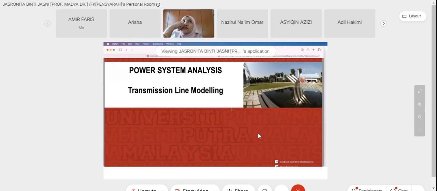What do we need to have in order to transmit the power? Yeah, cable. What does the cable consist of? Conductor. Okay. Why do we use a conductor? What is the function of the conductor? To conduct electricity.